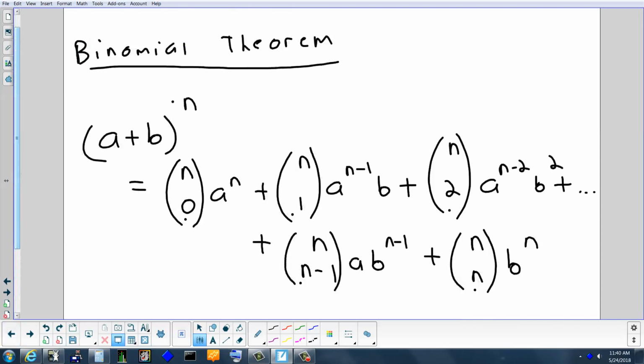So any questions on that n-choose-r notation? All right, so now we'll practice doing some calculations.